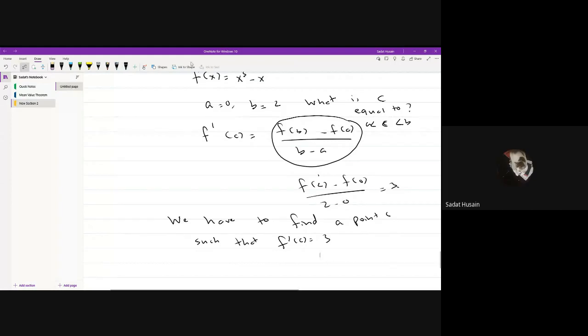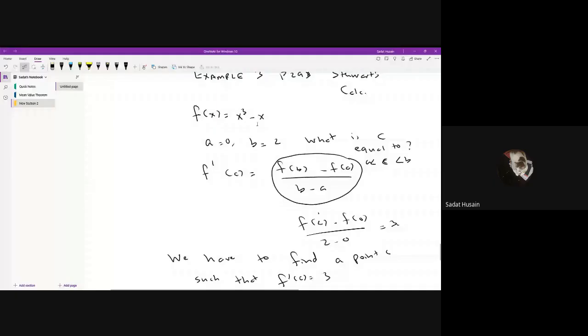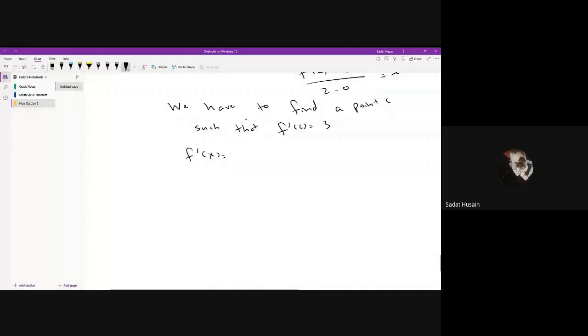Okay, so what is f prime of x? f prime of x equals 3x squared minus 1. So f prime of c equals 3c squared minus 1, and this is equal to 3. This gives us c equals plus or minus 2 over root 3.